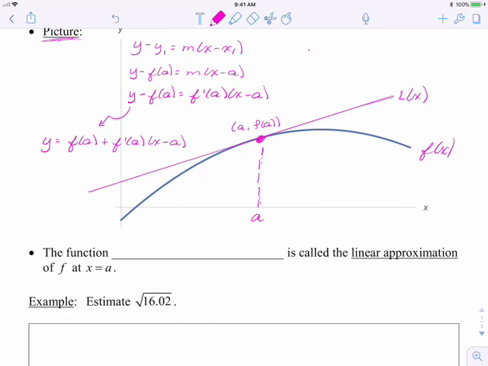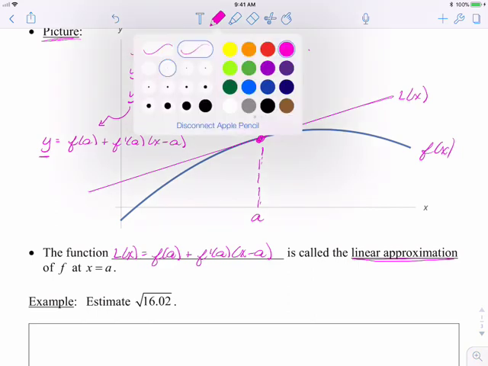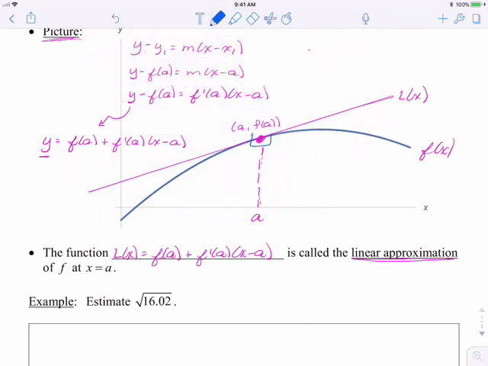So what we're now going to do is replace y with L of x, because y and L of x mean the same thing. So the function L of x is equal to f of a plus f prime of a multiplied by the quantity x minus a, and it is called the linear approximation of f when x is equal to a. So what that means is in a very small window containing the point of tangency, the linear function L of x very closely approximates the function f of x.